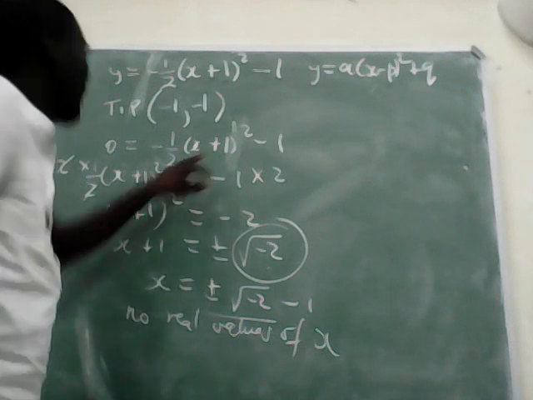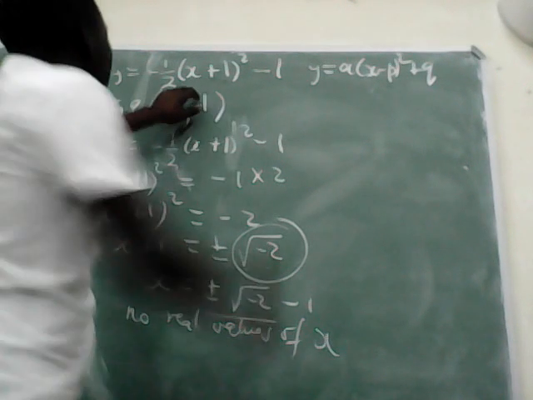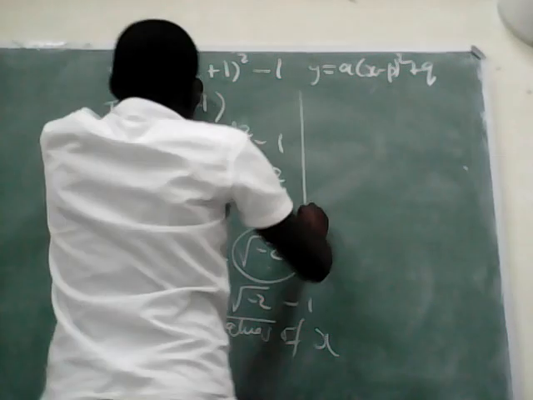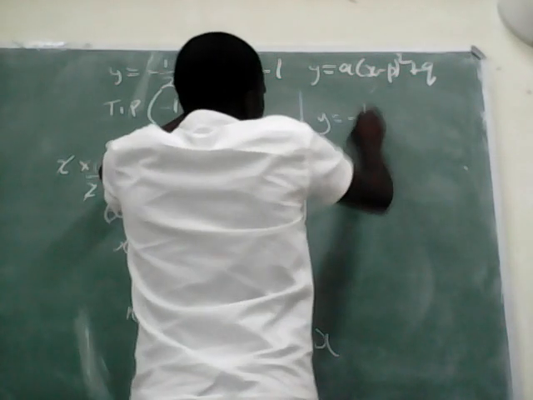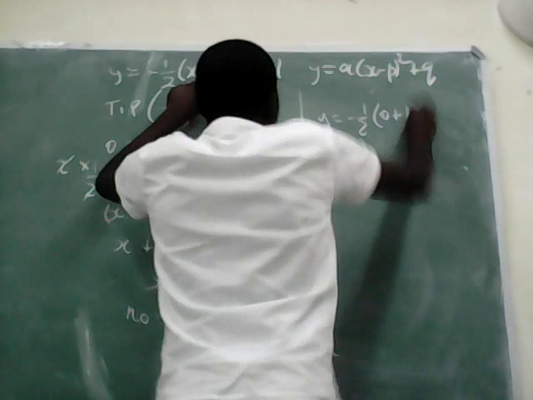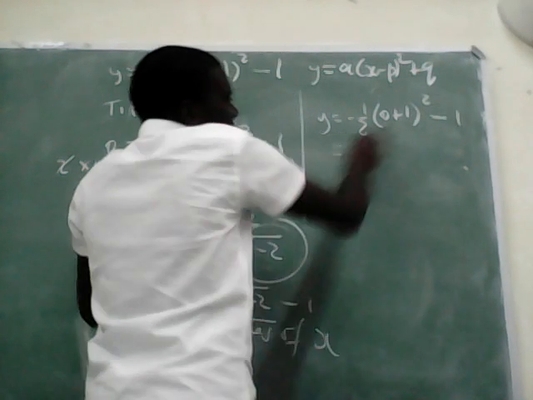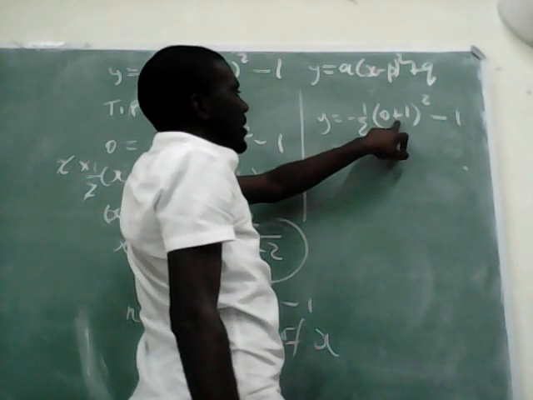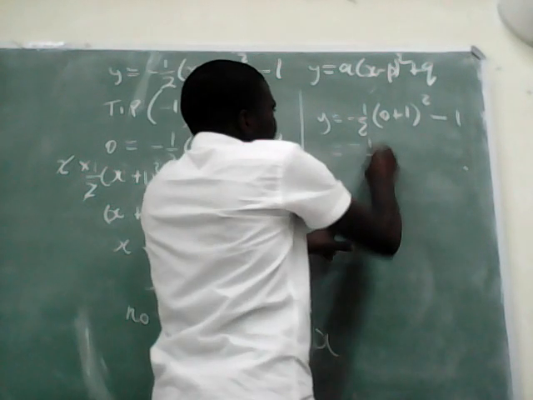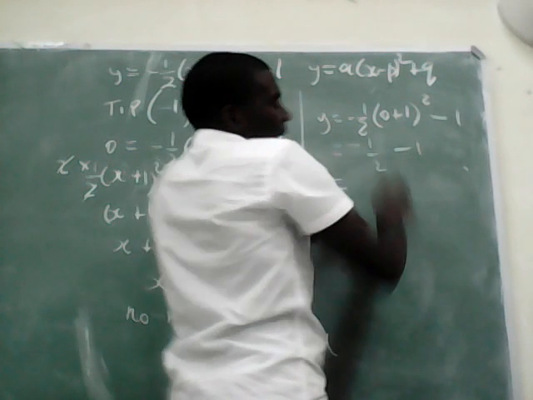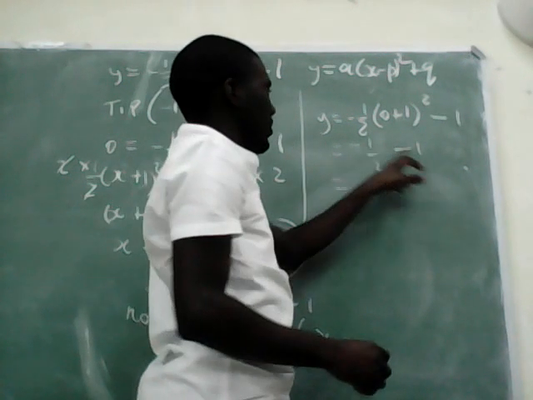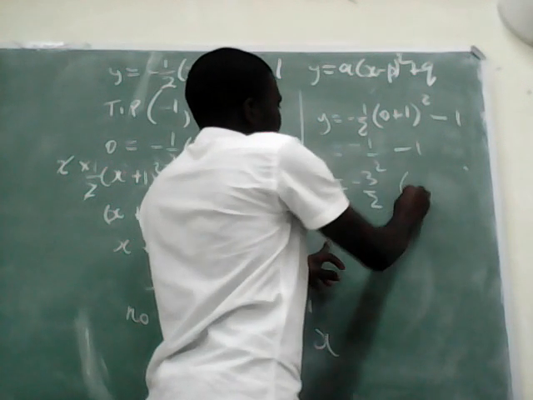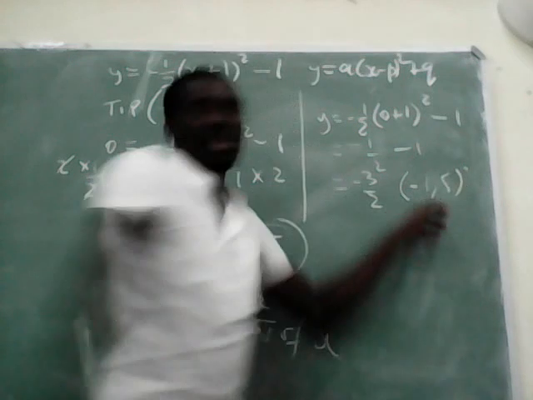But we still have to find the y-intercept. To find the y-intercept, we must get x equals 0. So y equals minus half (0 plus 1) squared minus 1. 0 plus 1 is 1. 1 squared is 1. 1 times minus half is minus half. Minus 1, which is actually minus 3 over 2. Which is minus 1.5 in decimal form.